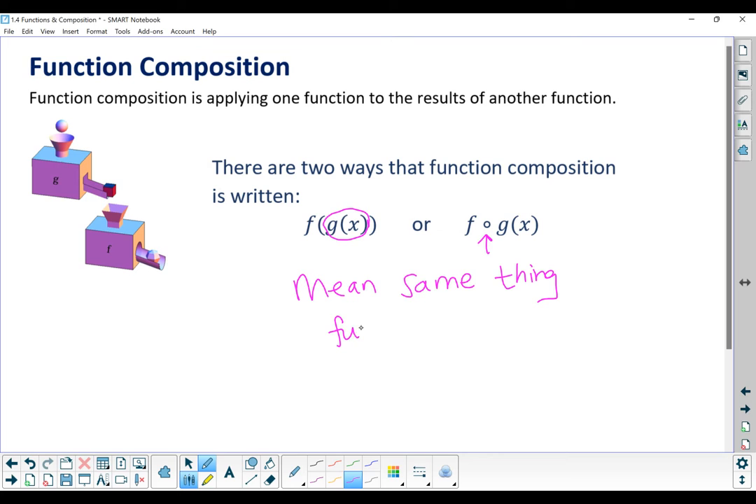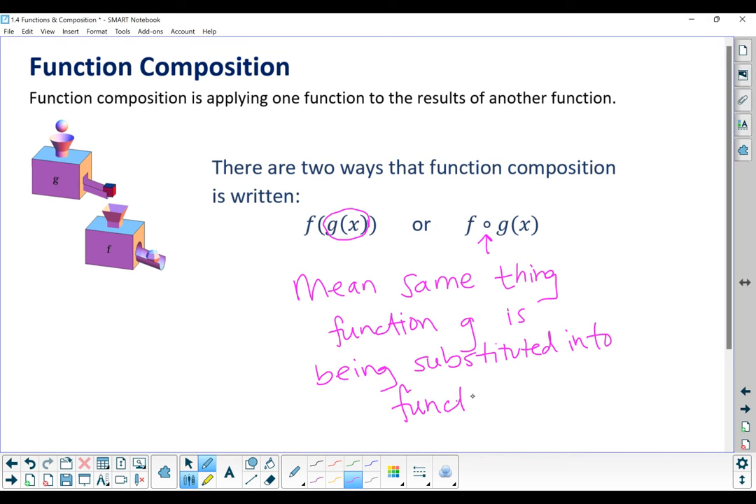So this all means the same thing. It means function g is being subbed into function f. And we call that being composed.